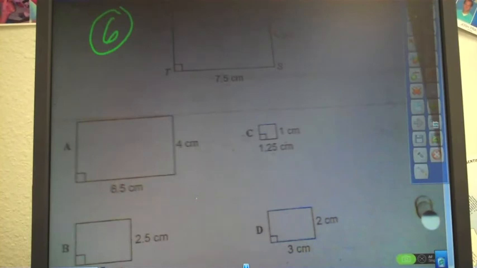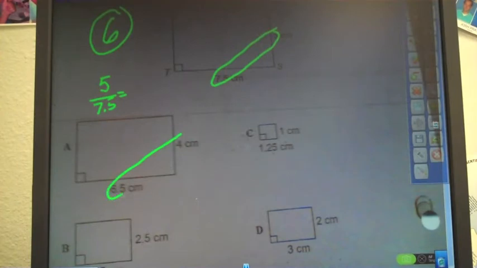So, let's start our first one with letter A. I'm going to set up a proportion from this side in the original rectangle, which would be 5 to 7.5. And then I'm going to use the same corresponding sides for letter A of 4 and 6.5. To see if these are equal, we're going to cross multiply, and if we get equal cross products, the proportions are equal to each other.